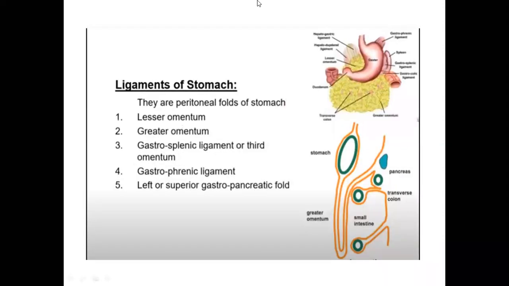Is it clear till here, the stomach? Can anyone quickly give a short review of the stomach? Yeah, great. So Dibelina, would you like to try just to give a short summary of the stomach?